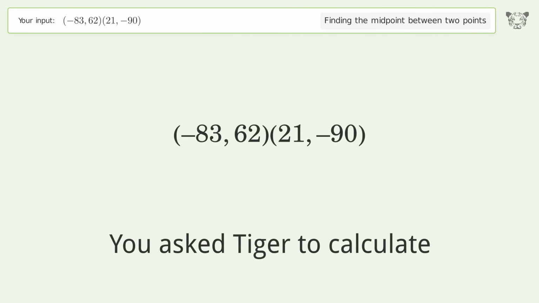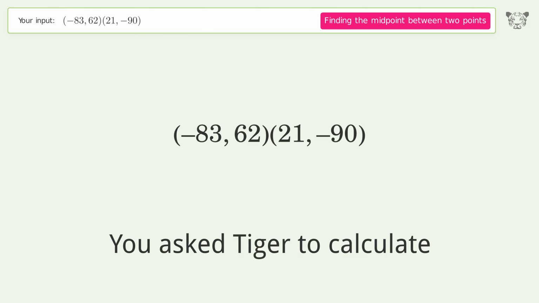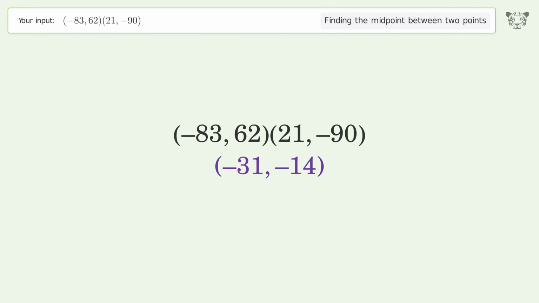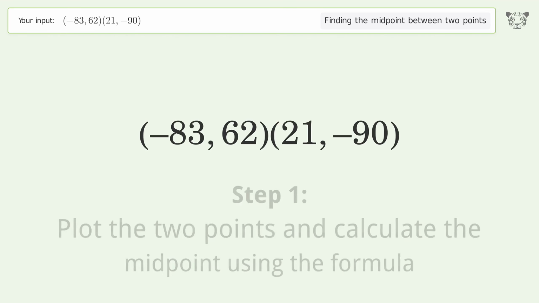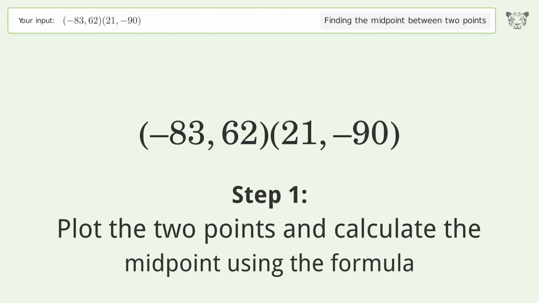You ask Tiger to calculate. This deals with finding the midpoint between 2 points. The midpoint between the 2 points is -31, -14. Let's solve it step by step. Plot the 2 points and calculate the midpoint using the formula.